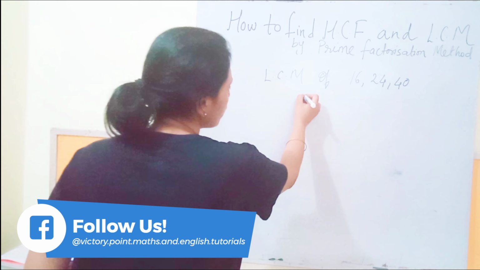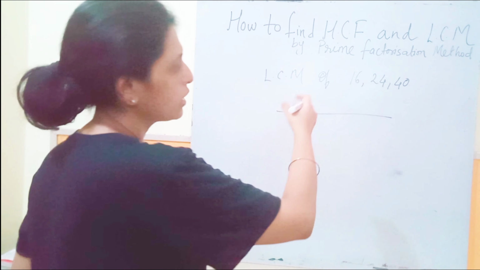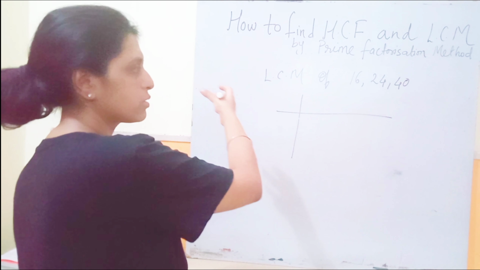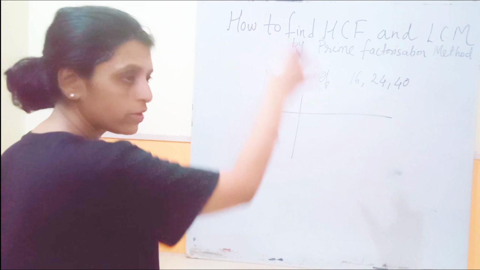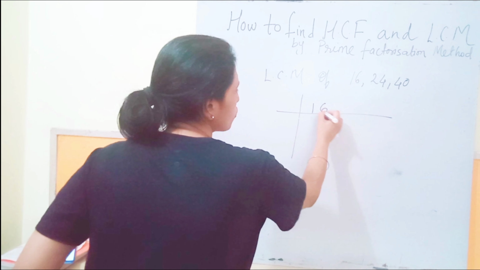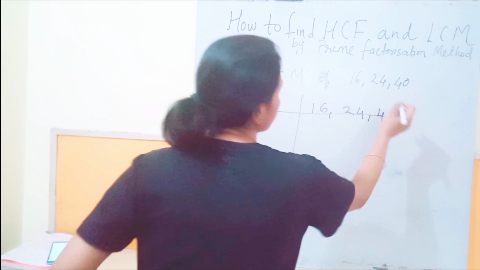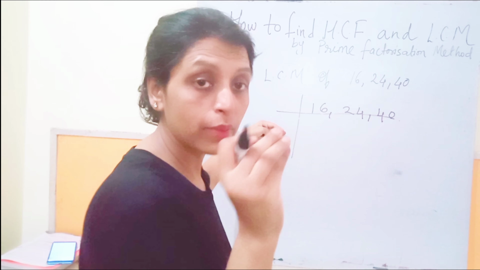So how are you going to do it? Just as we found the HCF of 16, 24 and 40, we took the factors separately: 16's factors separately, 24's separately and 40's separately. And then we took out the common factors. In LCM, what we have to do is write them in this way, and we have to take out the prime factors.